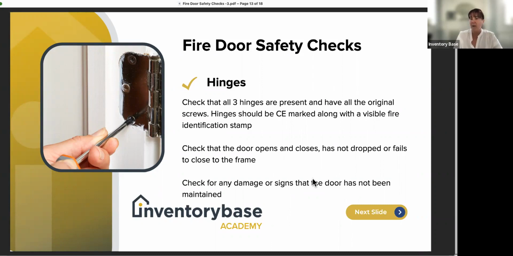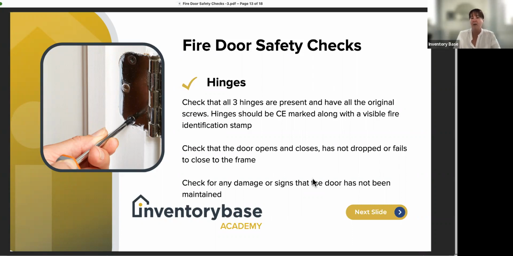So again, take a picture of each of those hinges. There should be at least 3 to make sure that they are compliant, they have the CE mark, they have all the original screws, and if they don't, then again that would be a highlighted action for you to put forward to the responsible person.